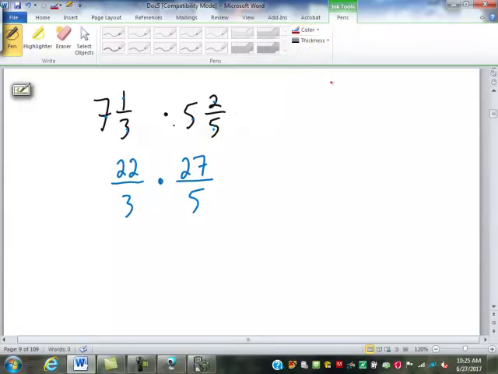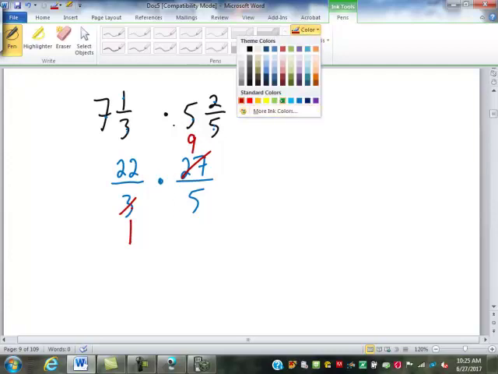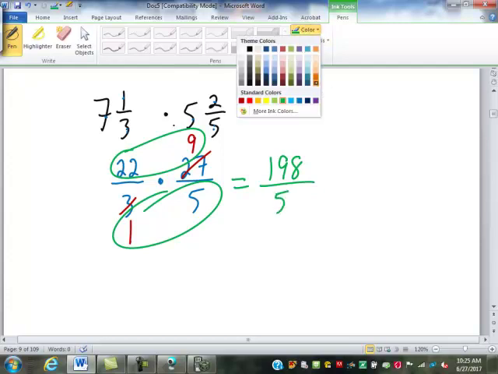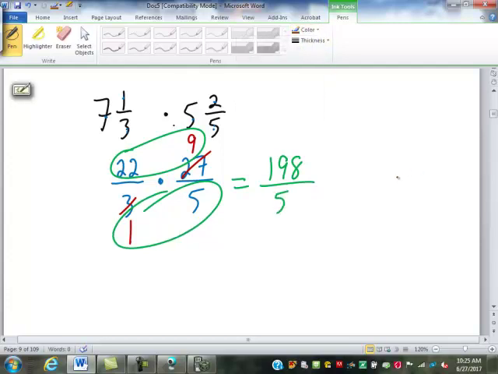Now, if you look very closely, what you'll notice that we can do here? You can get rid of the 3 and the 27. 3 and 27 both divide by 3, so we can reduce it. 3 divided by 3? 1. 27 divided by 3? 9. Very good. 22 times 9 is 198. 1 times 5 is 5.